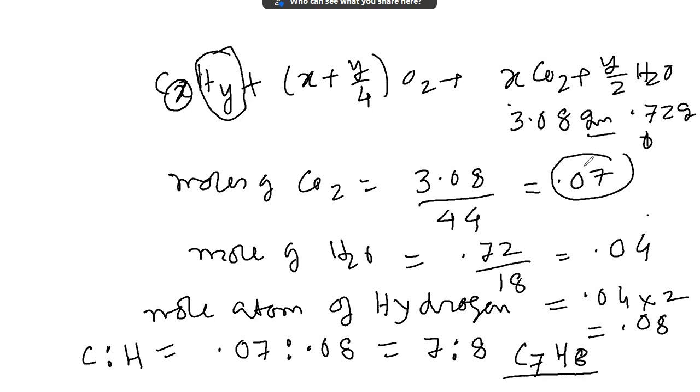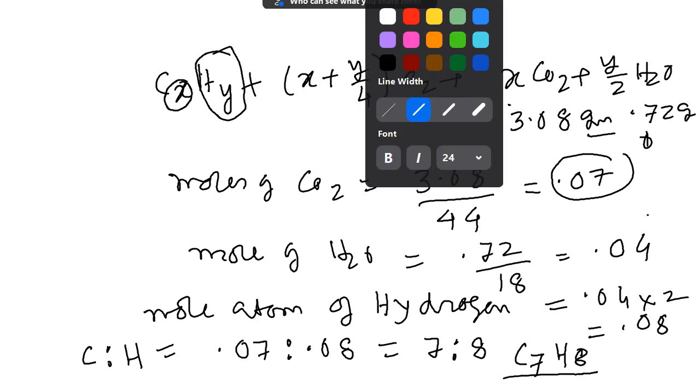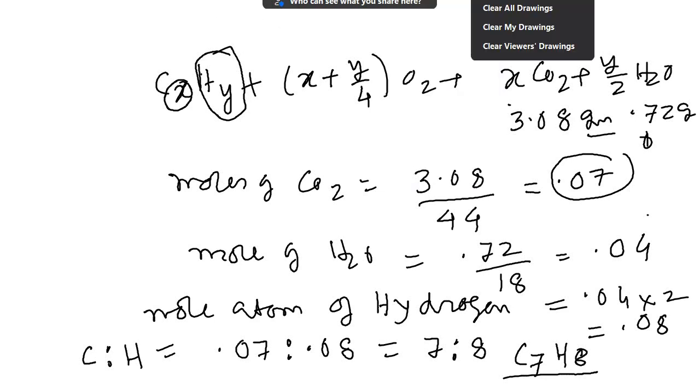I just find the moles of carbon dioxide. It is the same as the mole atoms of carbon present in the hydrocarbon. Whatever the mole atoms of hydrogen coming from water, the mole atoms of hydrogen in the hydrocarbon will be double that. It's 0.04, so 0.04 into 2 is 0.08. So the formula of the hydrocarbon is C7H8. This is the second sum. Second or third, whatever it is, let us move to the next sum.